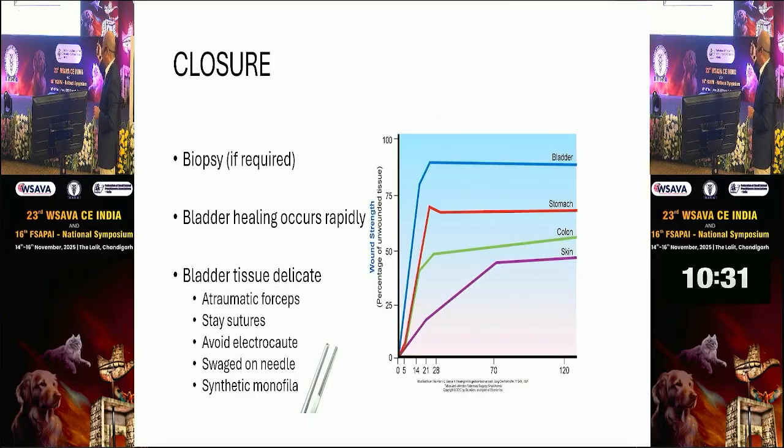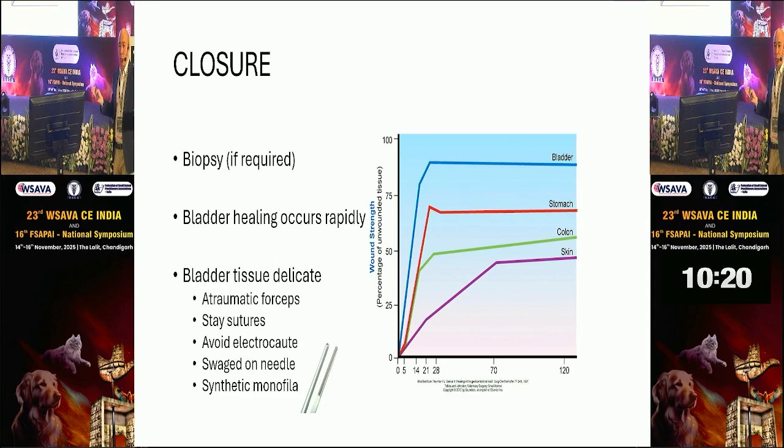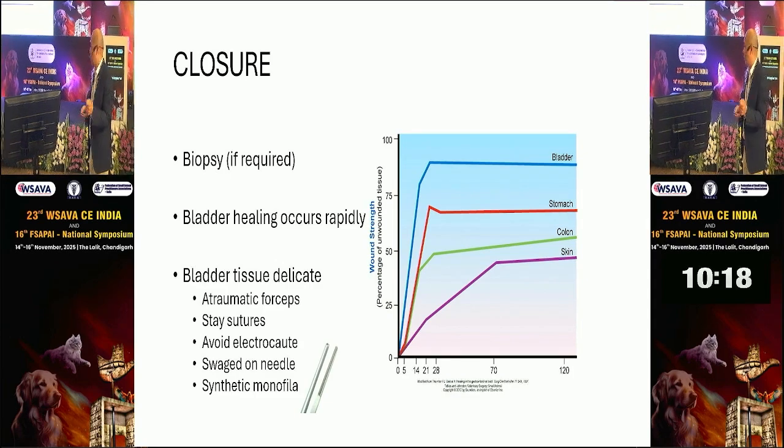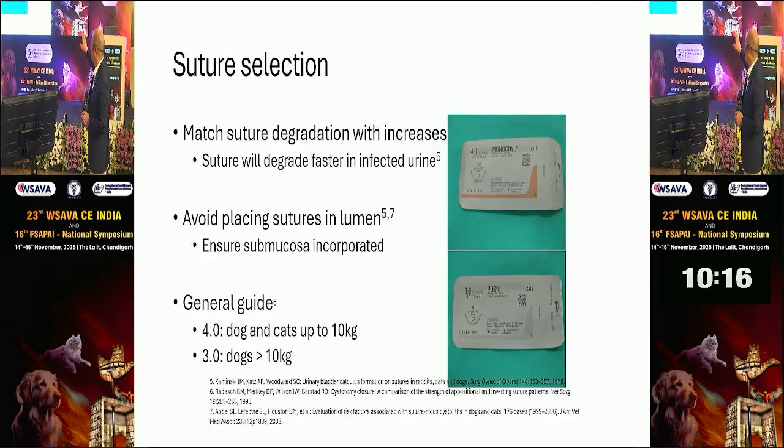And then when it comes to closure, this is the really pleasing news. Look at this graph here. The bladder of all tissues in the body heals the fastest, essentially full strength by 3 weeks. So it's a good tissue to heal. So that's very pleasing. I like to use PDS rather than monocryl.